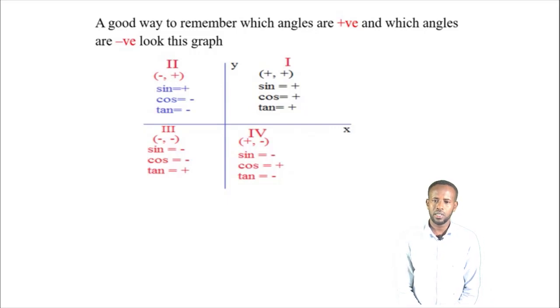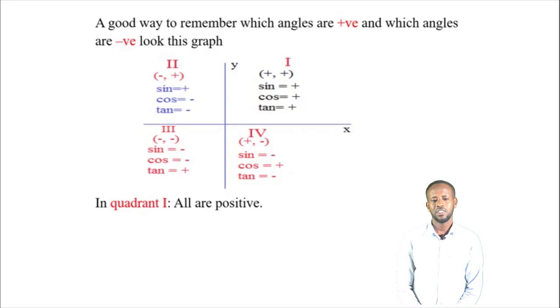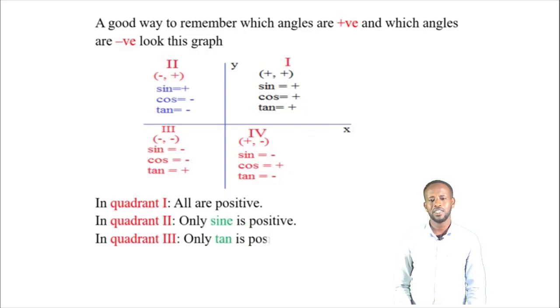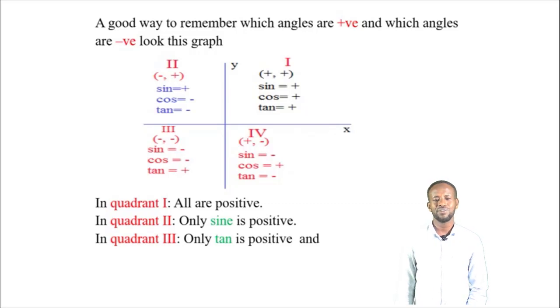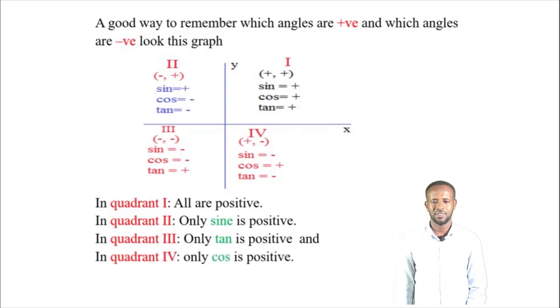In the first quadrant, all are positive. In the second quadrant, only one is positive, which is sine. In the third quadrant, tan. In the fourth quadrant, cos only. So here we have, in quadrant one, all are positive. In the second, only sine is positive. In the third, only tan is positive. And in the fourth, cosine is positive. Easily we can remember by this term.